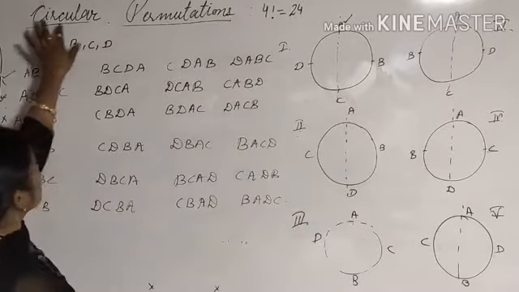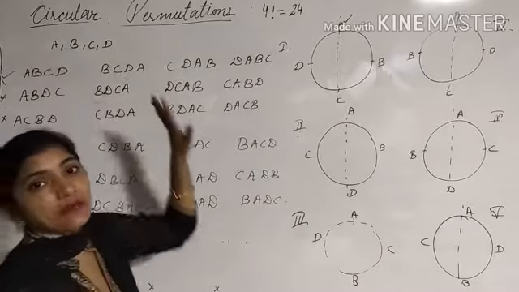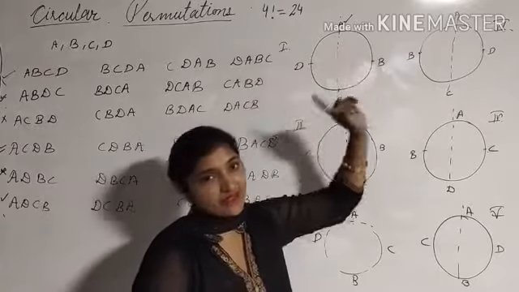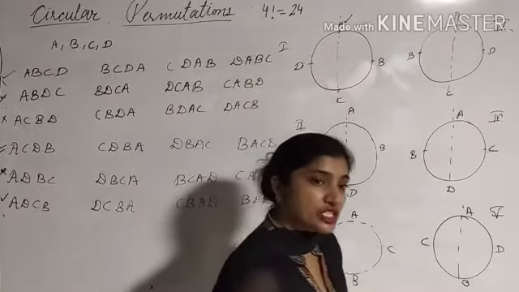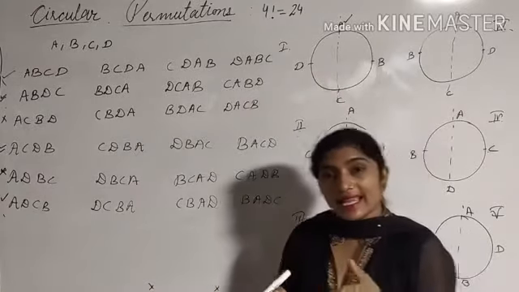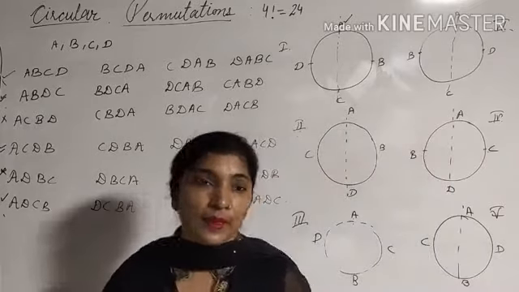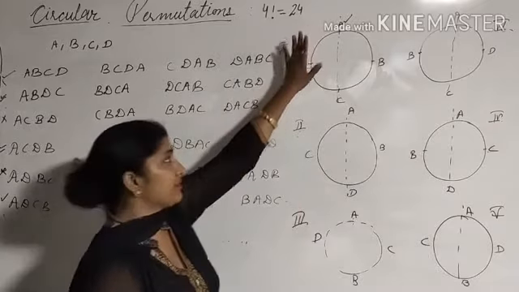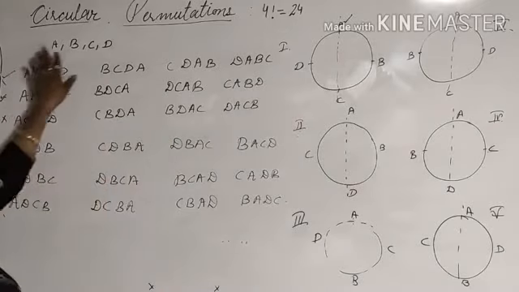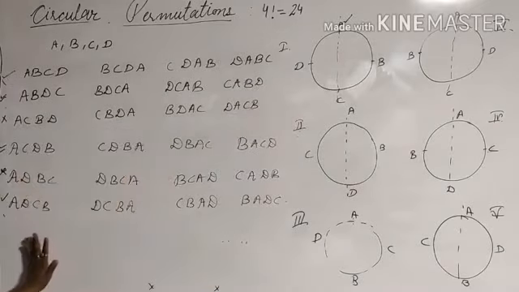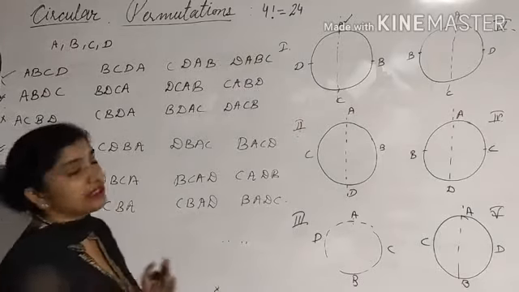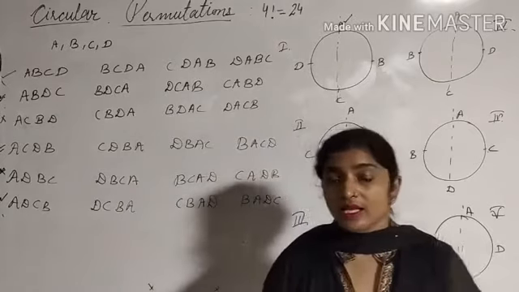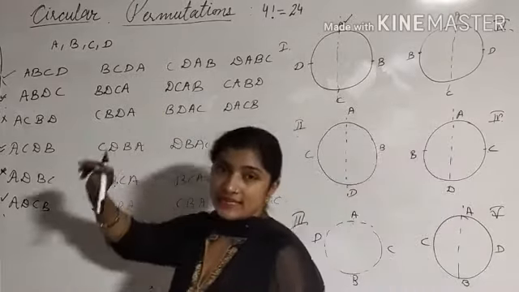See, the total number of possible arrangements with the four objects A, B, C, D was 4 factorial. As we have discussed earlier, the number of permutations of n objects taking n at a time is n factorial. Now the total number of possible arrangements was 4 factorial, that is 24, and you can easily see that these are the total 24 arrangements that are possible with the four objects A, B, C and D. Now we wish to arrange these objects in a circle.